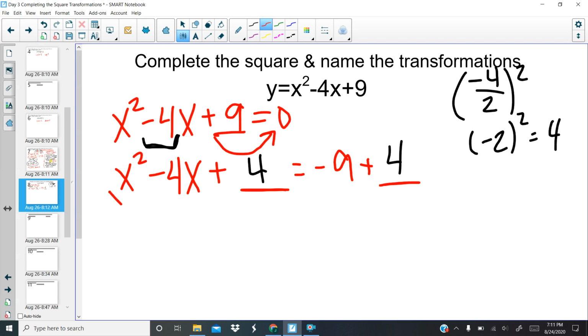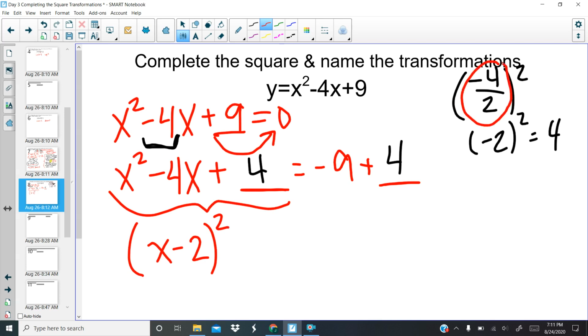So then I need to factor my left-hand side. So x squared minus 4x plus 4, that's going to factor to x minus 2 squared. So if you come back and look at this number, that b divided by 2, it would be negative 2, and that's what we filled in right here. So we would have x minus 2 squared, and it is going to equal negative 9 plus 4, which would give us negative 5.